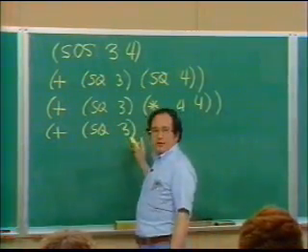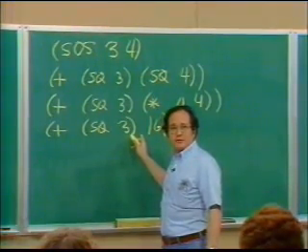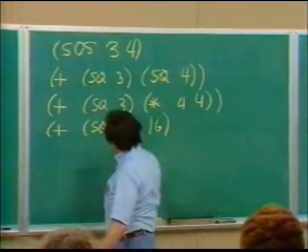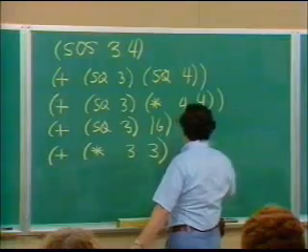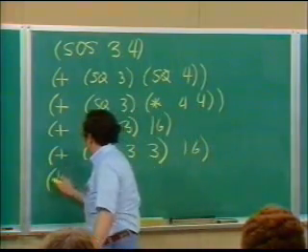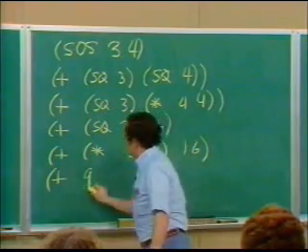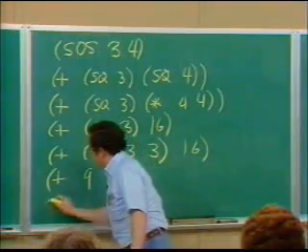And now I have another thing I have to evaluate. But that's the square of 3, well, it's the same thing. That's the sum of the product of 3 and 3 and 16, which is the sum of 9 and 16, which is 25.